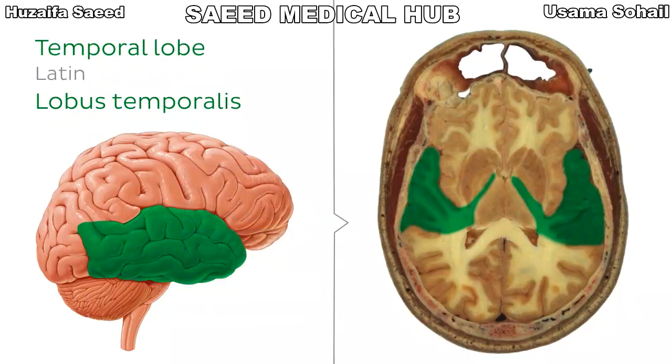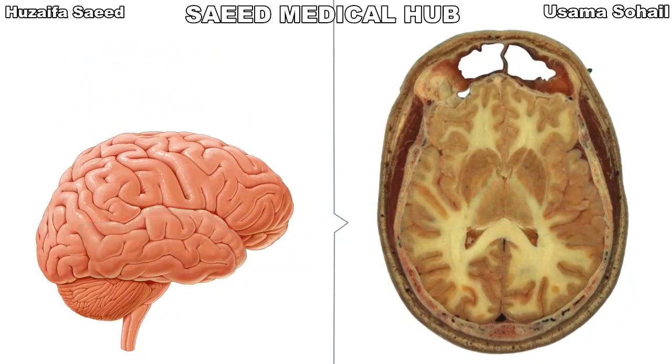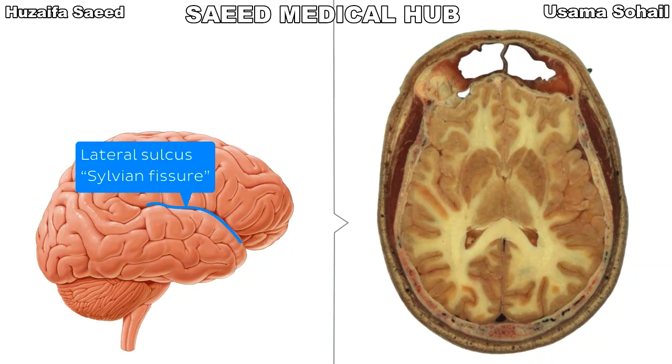If you look with me now at our image on the right hand side, you will see a well-defined groove located here between the frontal, parietal, and temporal lobes. This is known as the lateral sulcus or sylvian fissure.